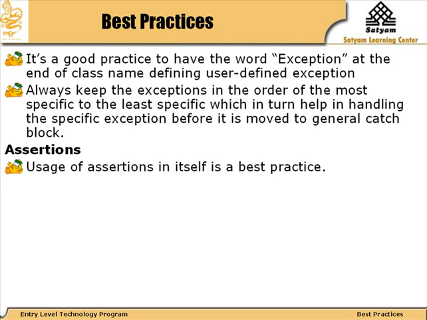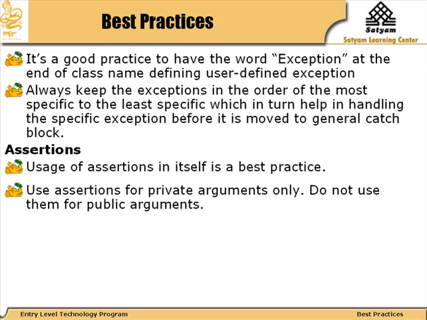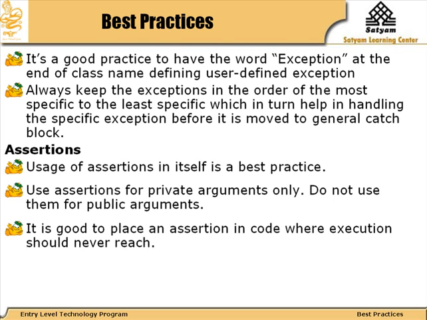Best practices for assertions. Usage of assertions in itself is a best practice. Use assertions for private arguments only. Do not use them for public arguments. It is good to place an assertion in code where execution should never reach.